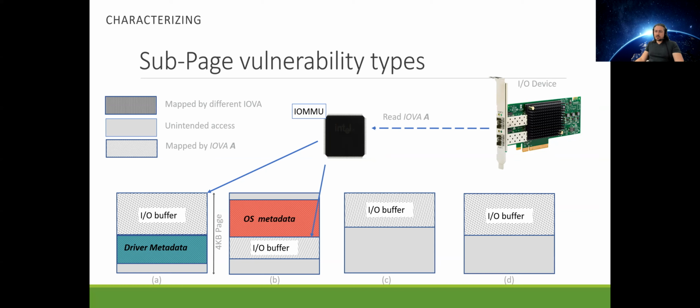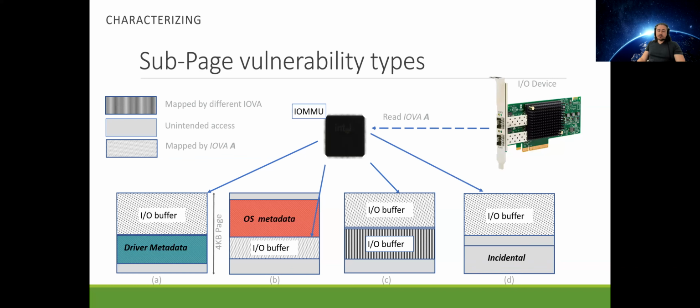A third type, type C vulnerability, is when two IO buffers map the same physical page. And the problem with this kind of vulnerability is when one of the IO buffers is unmapped, this page is still accessible to the device via the second IOVA, which renders the unmap operation from a security standpoint effectively useless.